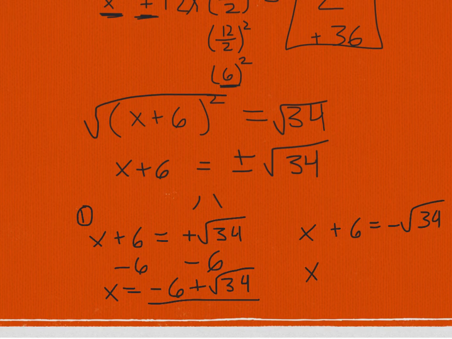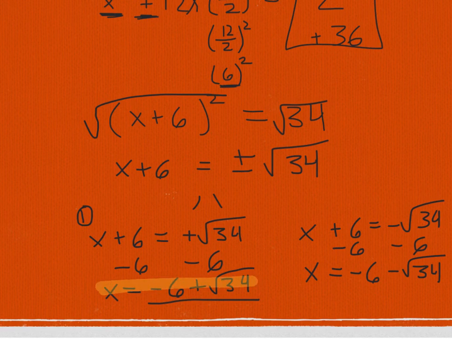When you're done, I have a question. Okay, and then our second equation, x is equal to negative 6 minus square root 34. Perfect. So our two answers for this problem are x is equal to negative 6 plus square root 34 and x is equal to negative 6 minus square root 34.